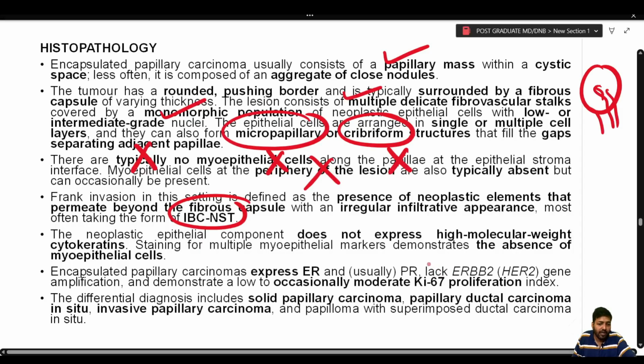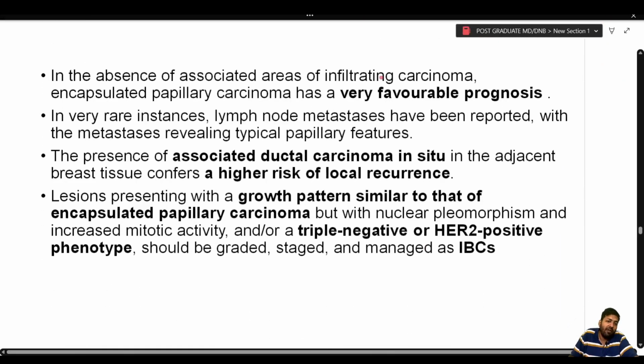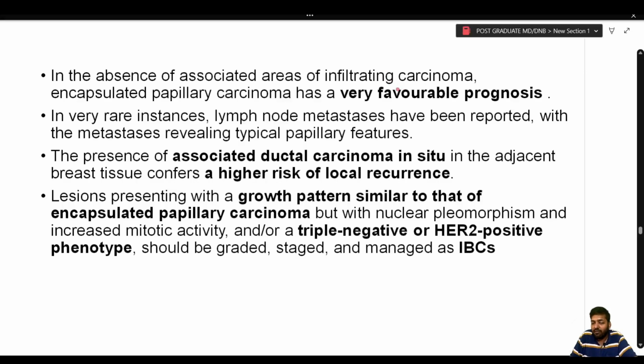Okay, remember this point. The differential diagnosis, as I told you, all the papillary lesions are differential diagnoses for each other, so you can write this point there as well. Now, if there are no areas of infiltrating carcinoma, then encapsulated papillary carcinoma has a very favorable prognosis. In very rare instances, lymph node metastases have been reported, with the metastasis revealing typical papillary features.